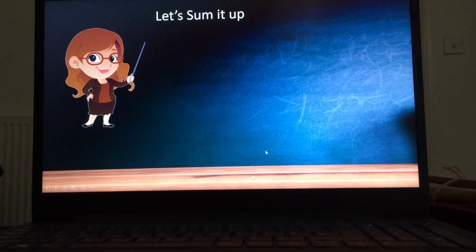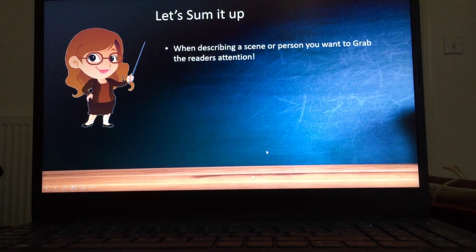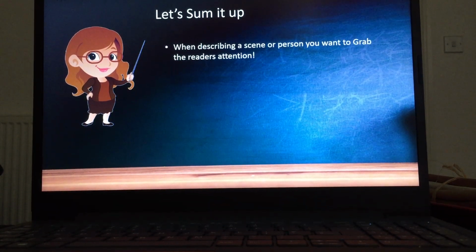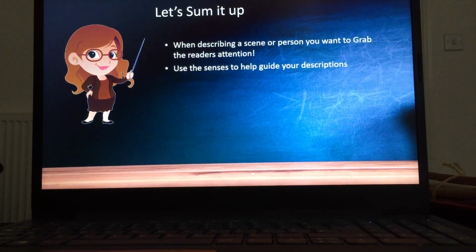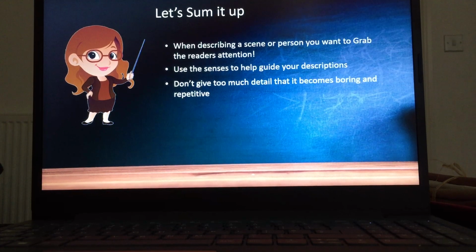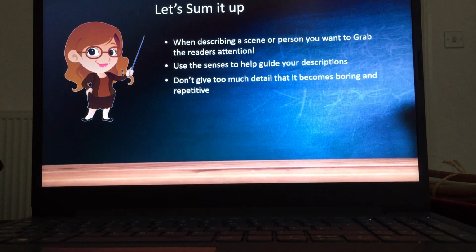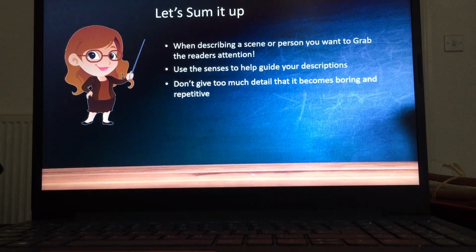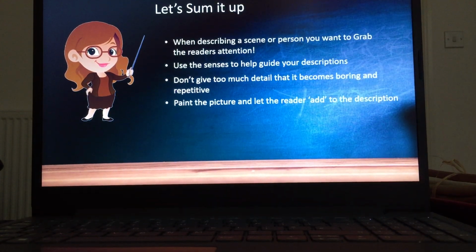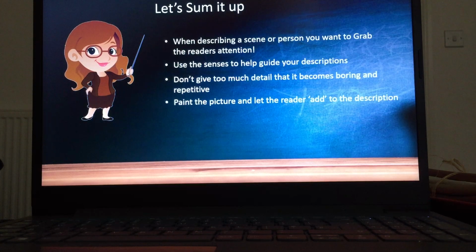So, let's sum it up. When describing a scene or a person, you want to grab the reader's attention. Use the senses to help guide your descriptions. Don't give too much detail that it becomes boring and repetitive. Paint the picture and let the reader add to the description.